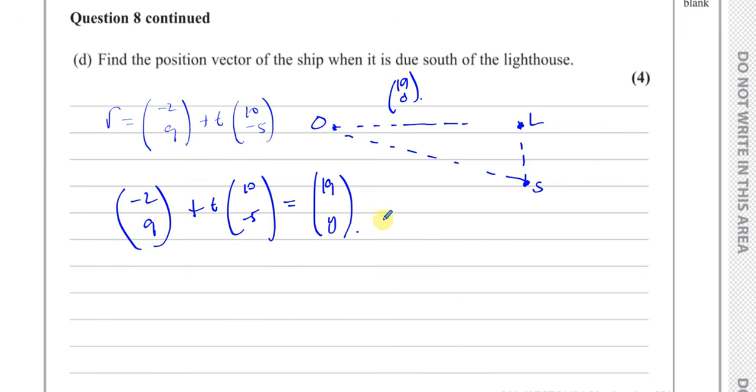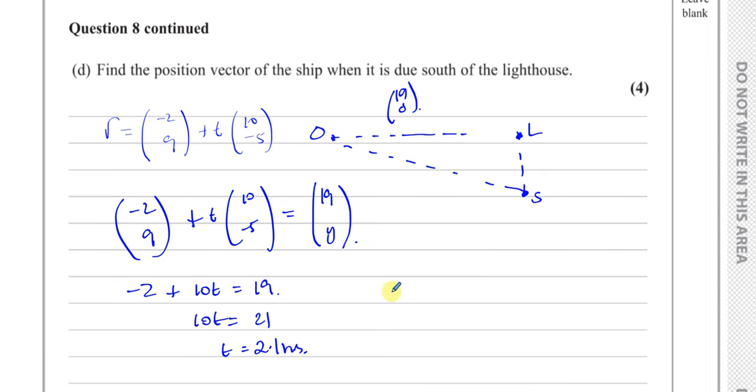So what I can do is work out an equation from this: minus 2 plus 10t is equal to 19. I can find out what t is when the I component is 19 for this vector, where the ship is going through. So this gives you 10t equals 19 plus 2, which is 21. So t equals 21 divided by 10, which is 2.1. So 2.1 hours is going to be at that point. Now for the j component of the vector, we can just use the fact that t equals 2.1.